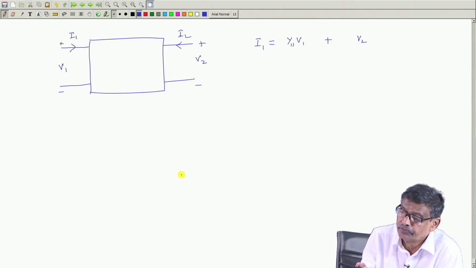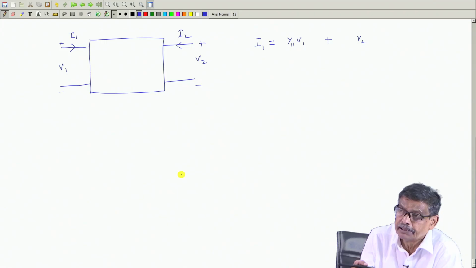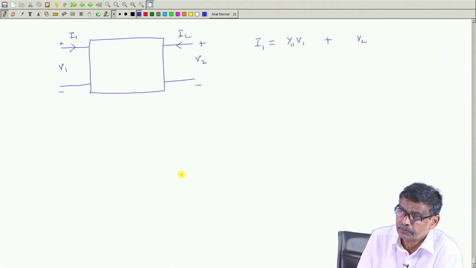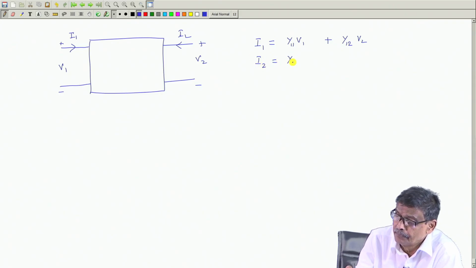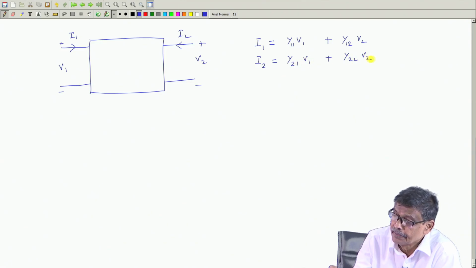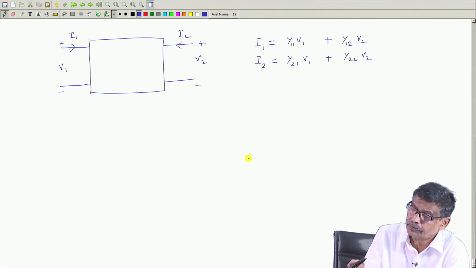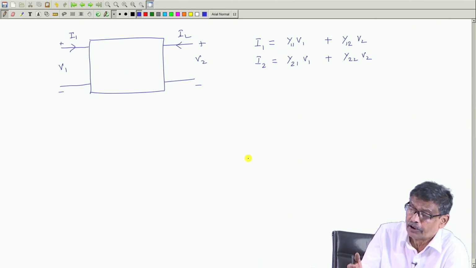What is the dimension of Y 1 1? On this side it is ampere, on this side it is volt. Therefore, this coefficient must have a dimension of mho, that is 1 over ohm. And this quantity I will write like this. Similarly, I 2 can be expressed in this form, Y 2 1 V 1 plus Y 2 2 V 2. Therefore, in these expressions, for the same two port network, one could also say that we relate the input port and output port currents with the input port voltage and output port voltage.